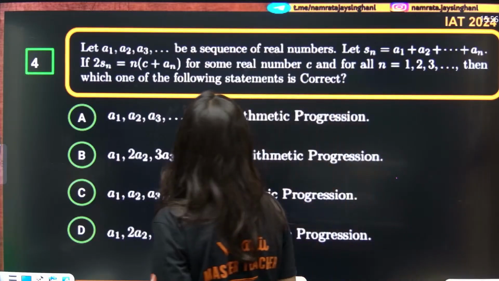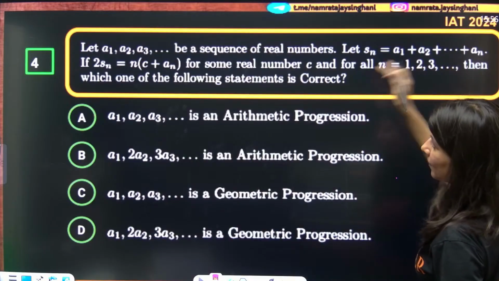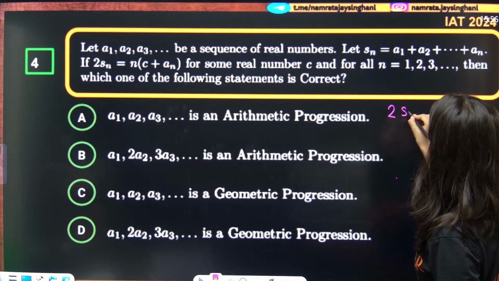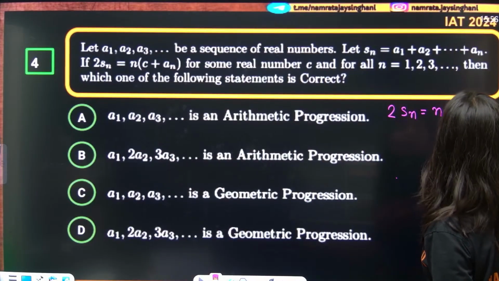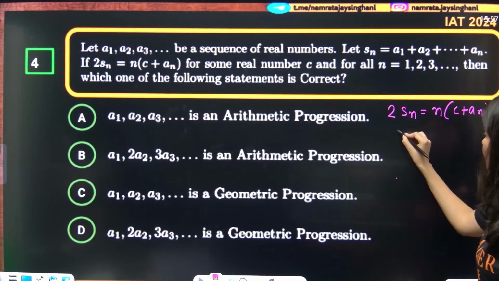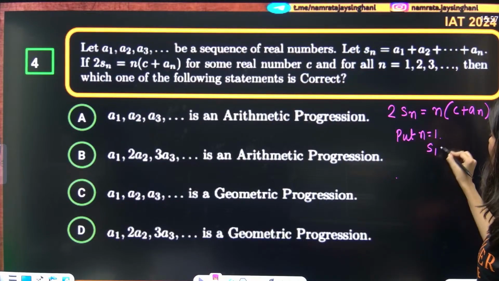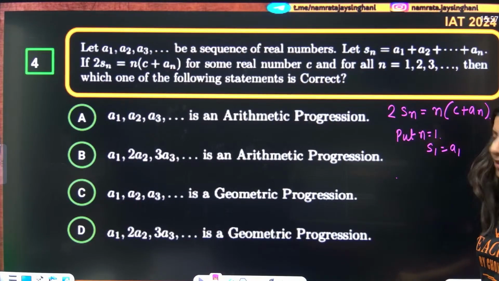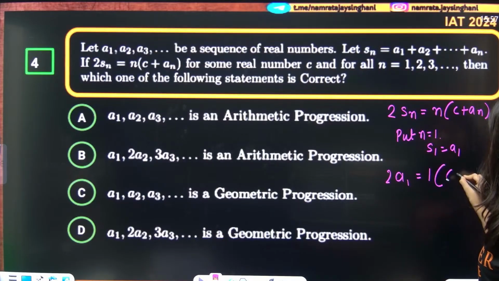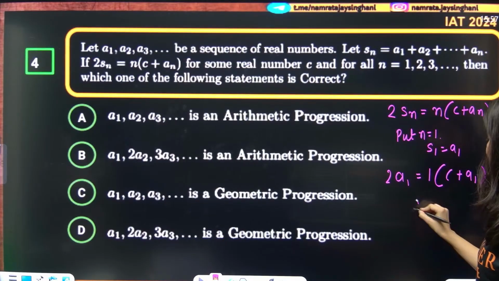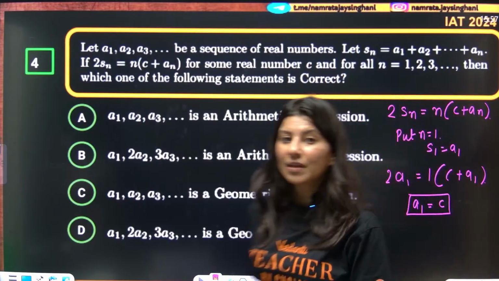Let A1, A2, A3 be a sequence of real numbers. Sn is A1 plus A2 and so on. Now one equation is given: 2 times Sn is equal to nC plus An. Now just tell me one thing. Put n equal to 1. For n equal to 1, sum of 1 term is equal to A1, yes or no? So this is 2A1 is equal to 1C plus A1. So clearly A1 is going to be C. First term of this sequence is nothing but C.